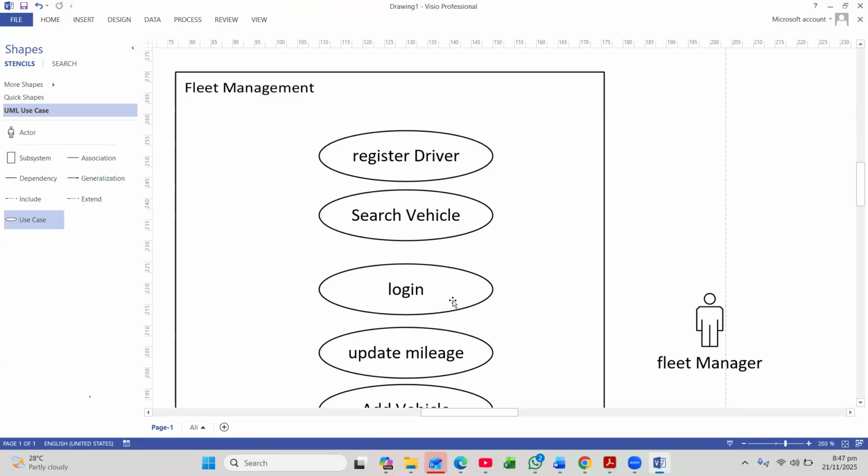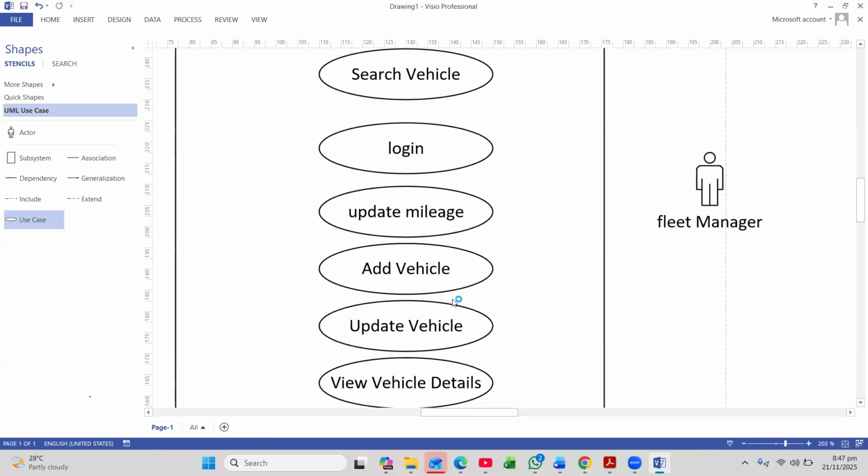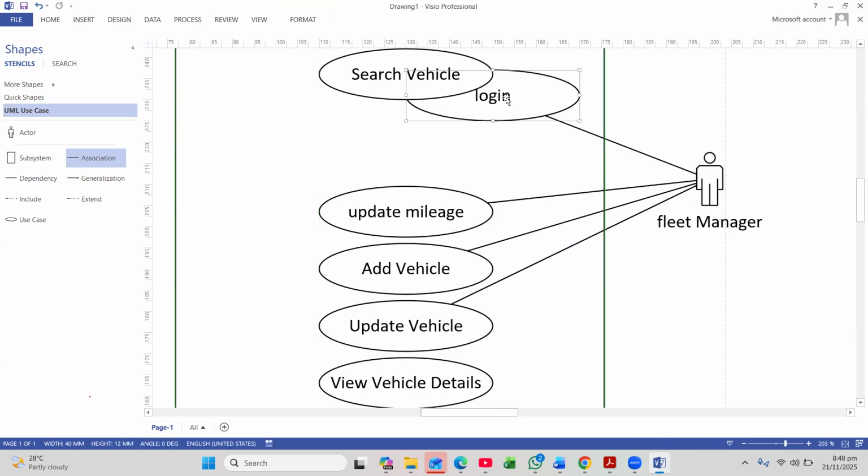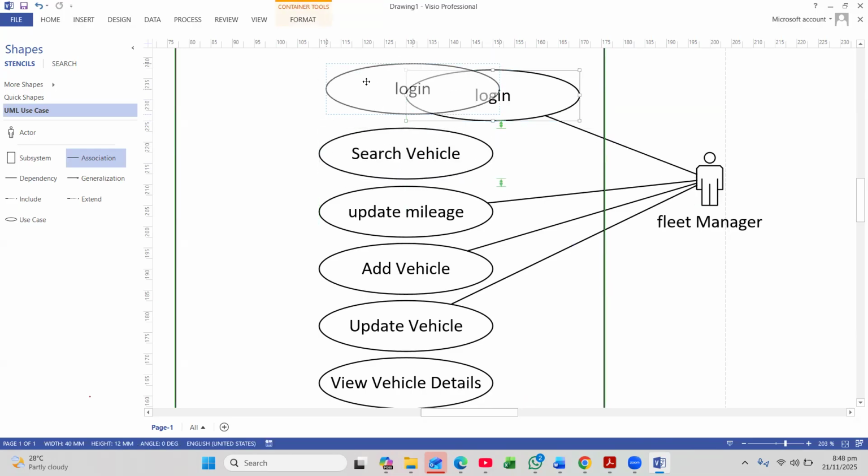Now, over here, I can click on association and say this arrow here goes from here to this guy. I can have another association and say this arrow here goes from here to this guy. Another association, and this arrow goes from here to this guy. I can have another association and say this guy here goes to this guy. Let me put this here and this here and that here.